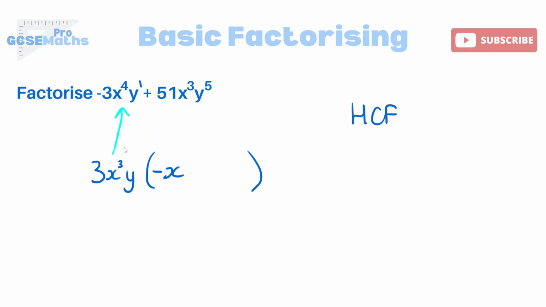Then we say, how do we get back to 51x cubed y to the power of 5? Well, those are both positive, so I'm going to put a plus. Then we need to go, how do we go from 3 to 51? Well, we need to times that by 17. If I look at the x's, they're already the same, aren't they? They're both x cubed, so that's fine. We don't need any more x's. But the y's, again, this is technically y to the power of 1. So I'm missing y to the power of 4. And that's your answer factorized.